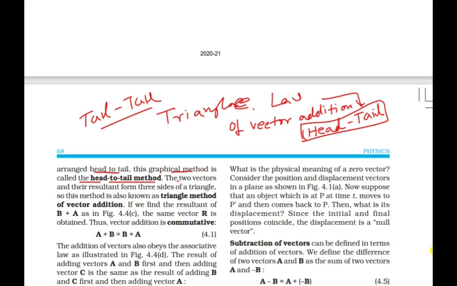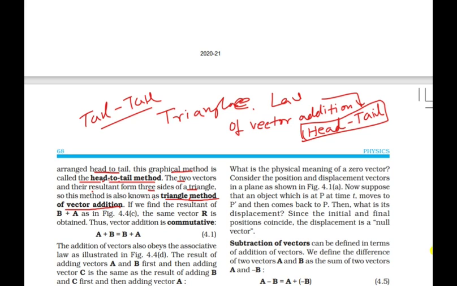The two vectors and their resultant form three sides of a triangle, so this method is also known as the triangle method of vector addition. What we have seen is that in the triangle method we have to connect head to tail. This is also known as the head to tail method or triangle method. Got it?